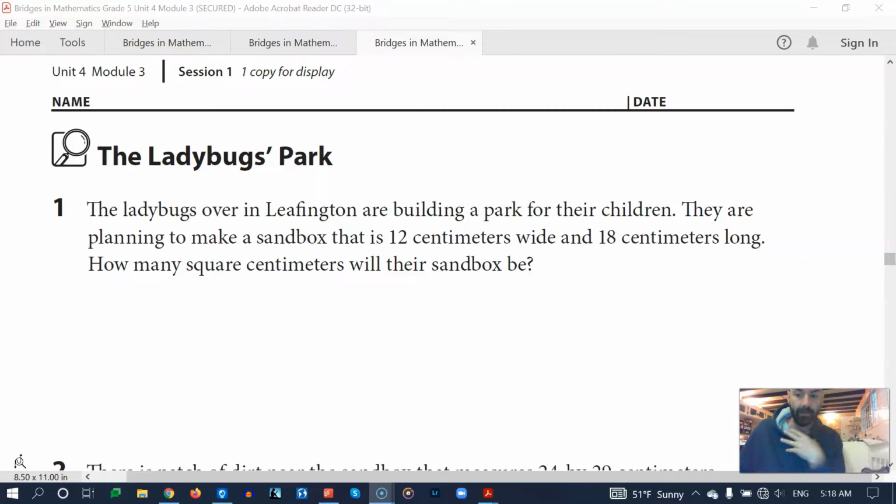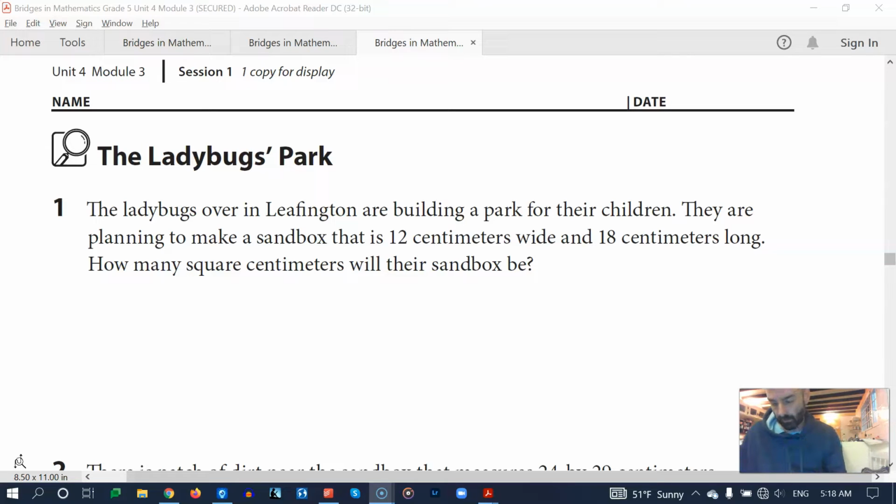This is not your packet. This is just me doing some direct instructions so you know what to do when the work comes your way. The ladybugs over in Leafington are building a park for their children. They are planning to make a sandbox that is 12 centimeters wide and 18 centimeters long. How many square centimeters will their sandbox be? So this is 18 by 12.